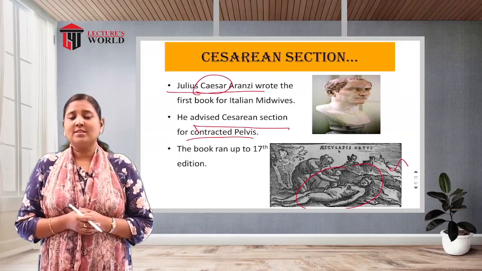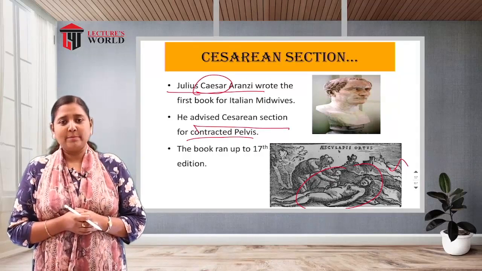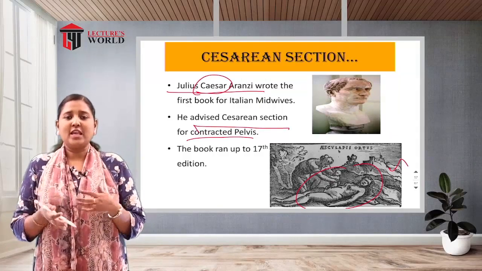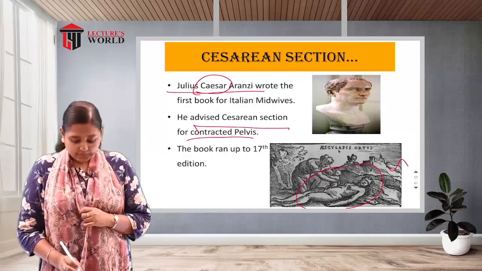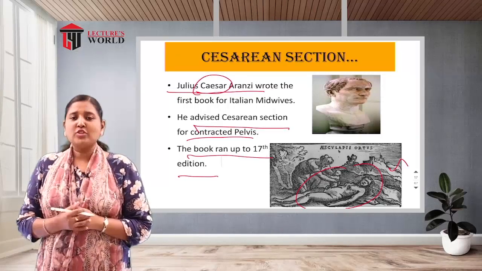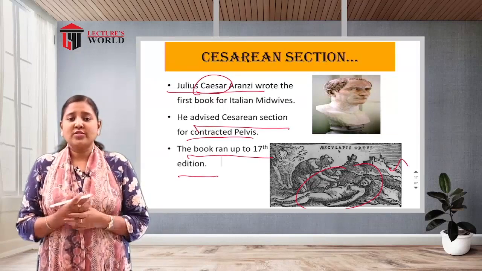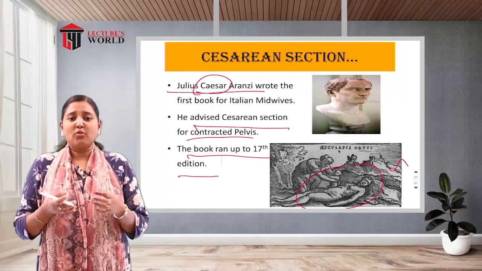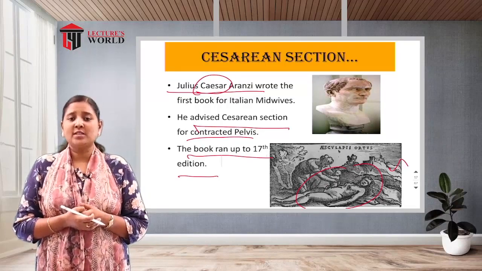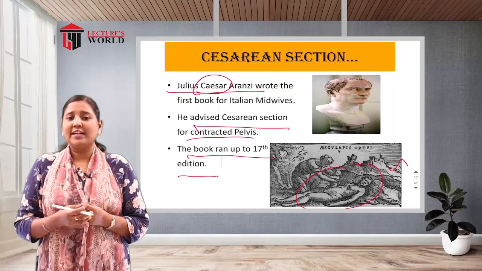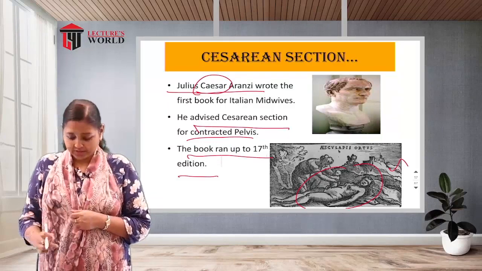So this Julius Caesar is the first person who recommended cesarean section by cutting the abdomen and taking the baby outside, and the procedure called cesarean section emerged. And from this, the book which was written by Soranus and then translated into English went up to 17 editions, because so many people after that started editing it, and the 17th edition was running and people were following that book for obstetrics alone.